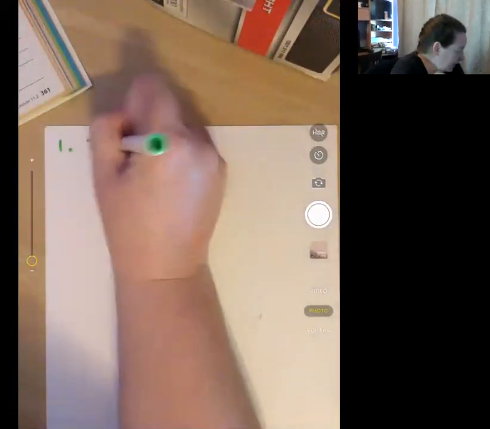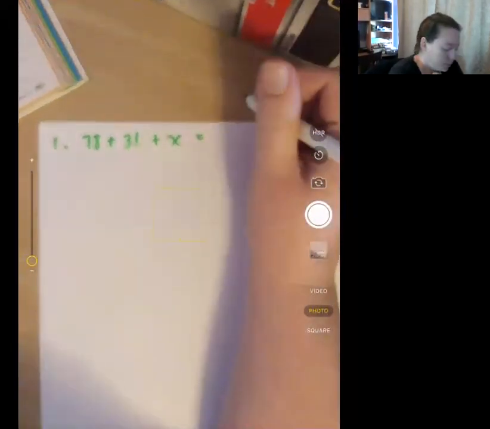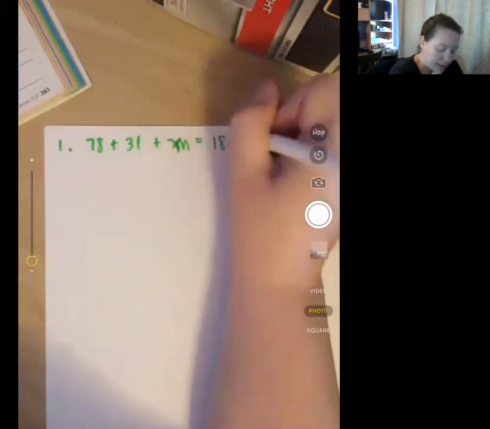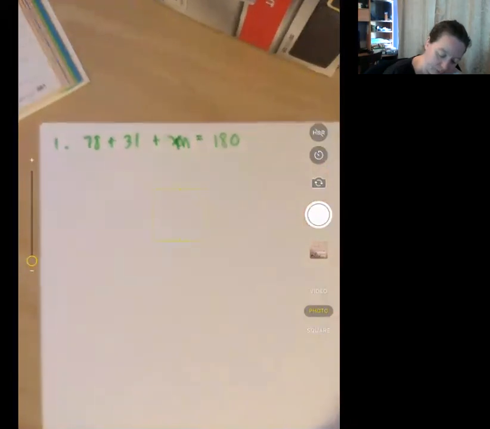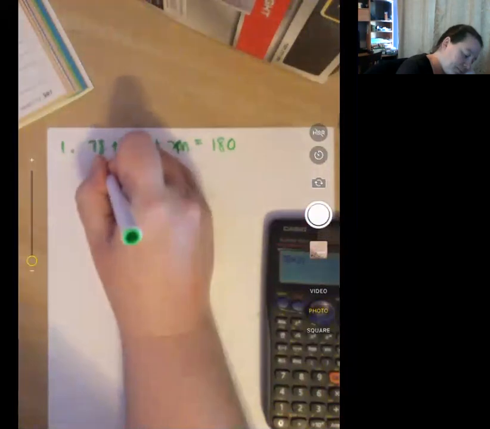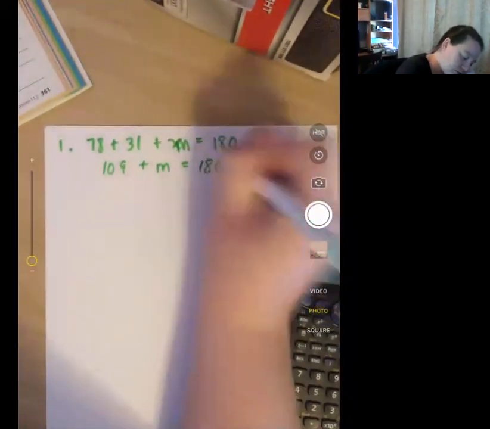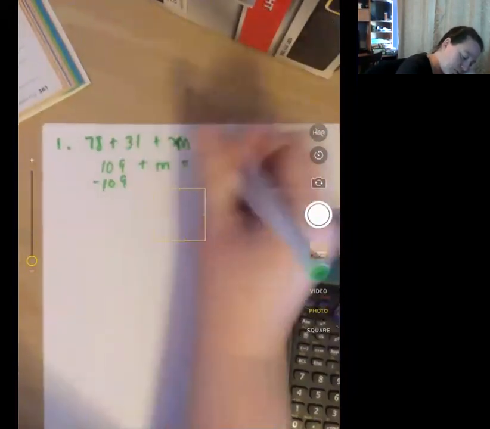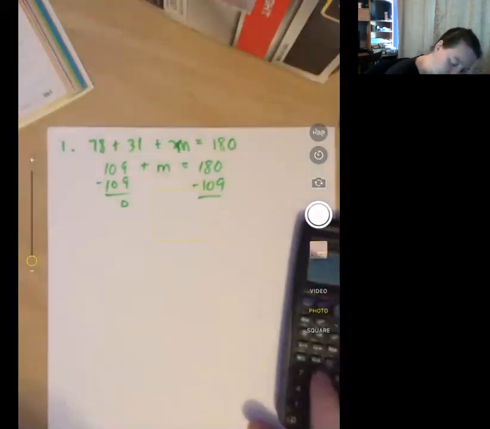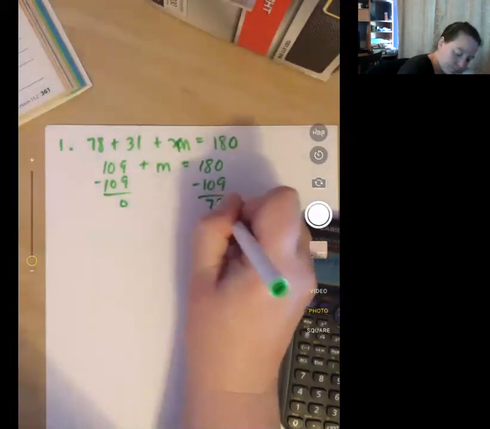So I have 78 plus 31 plus x is equal to, well, I guess it's an m, plus m is equal to 180 degrees. So I do 78 plus 31, which is 109, plus m is equal to 180 degrees. I subtract 109 from both sides. Get a 0 there. 180 minus 109 equals 71.